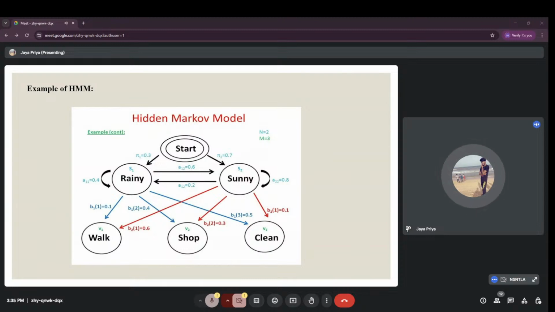Next, the transition probability is the arrows between the states. It is the probability of moving from one state to another. For example, rainy to rainy is 40 percent, rainy to sunny is 60 percent, sunny to sunny is 80 percent, and sunny to rainy is 20 percent.